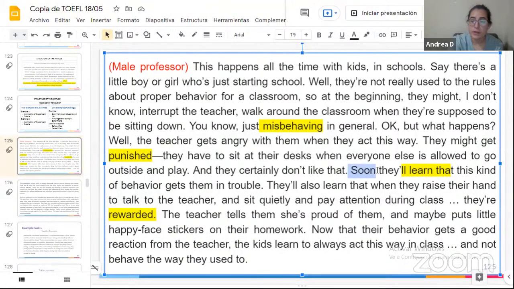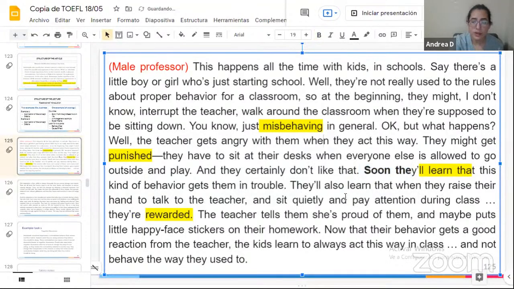So look at this word here, right? "Soon they learn to." Okay, so that also happens in a certain order. It's not just that it's in any order. First they misbehave, and as a result of that, they get punished, and then they learn. So again, it's cause and effect as well.